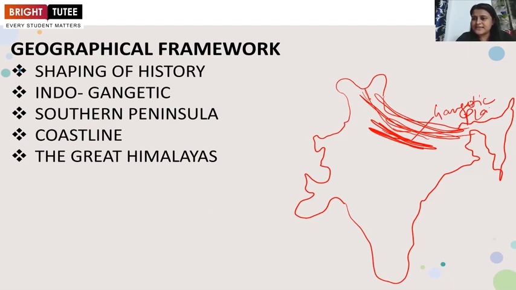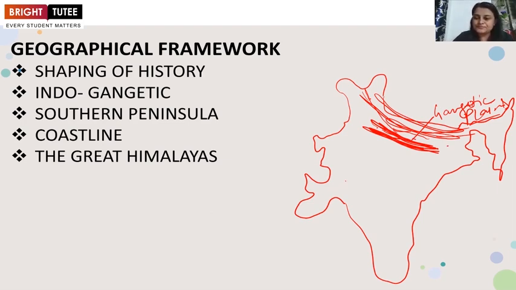Gangetic Plains, because this land is settled near the Ganga River, which is a very important source for agriculture. Due to this, the land is very fertile. This area of the entire country is the most fertile area, having the most productive soil, due to which the maximum number of the population is settled here. This is the Gangetic Plain.